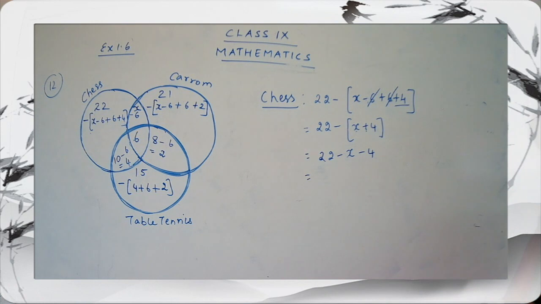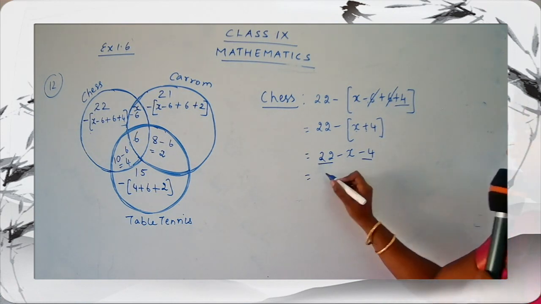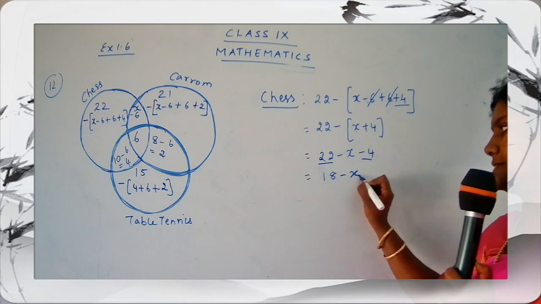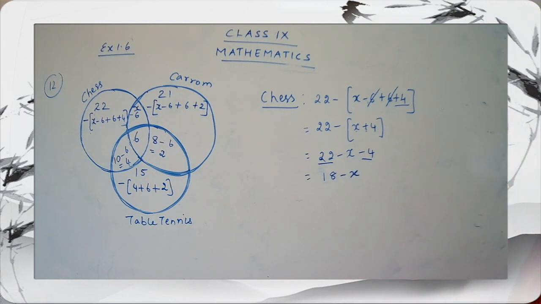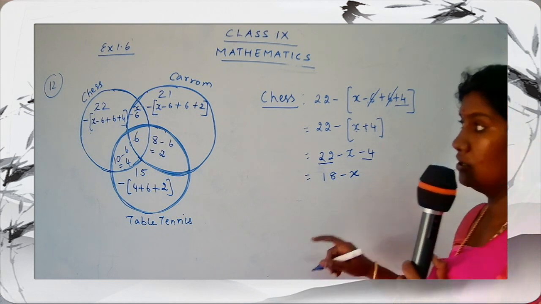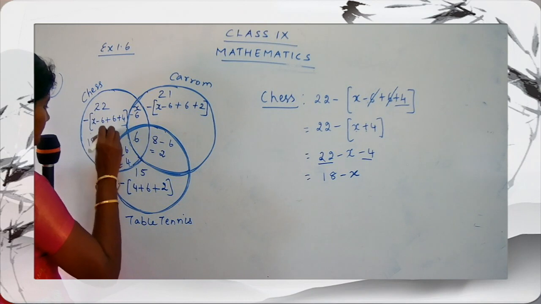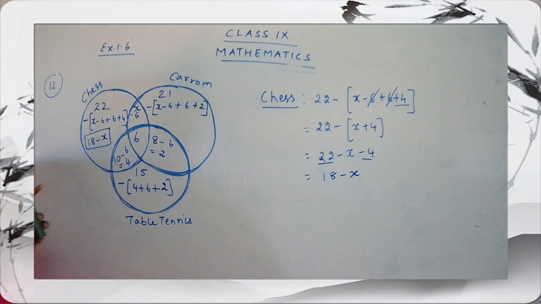Now what is 22 minus 4? I can just do the calculation. 22 minus 4 gives you 18 minus x. So I got the value for chess. What is the value for chess? 18 minus x. So put here 18 minus x. I just highlight the answer. So I got the value for chess. Number of students who play chess is 18 minus x.